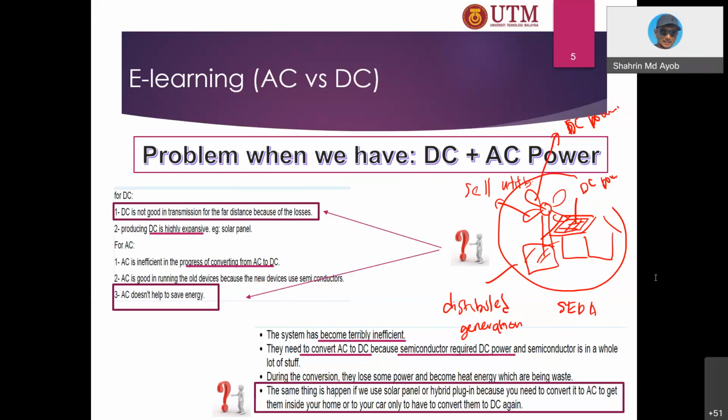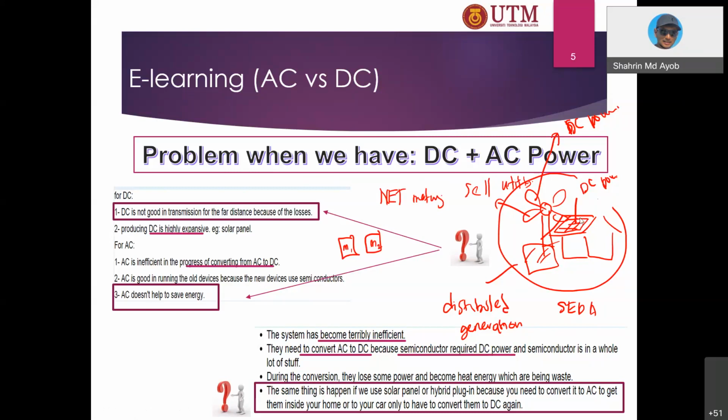Yes, we can sell extra power to the TNB using what we call net metering. Actually inside the house we have a meter, right? There are 2 meters. Meter number 1 measures all your power usage, and the second meter monitors the power that you sell to the TNB. So that means you have income from your generation of your solar panel and so on.